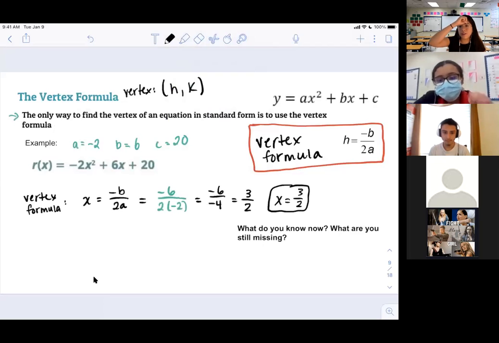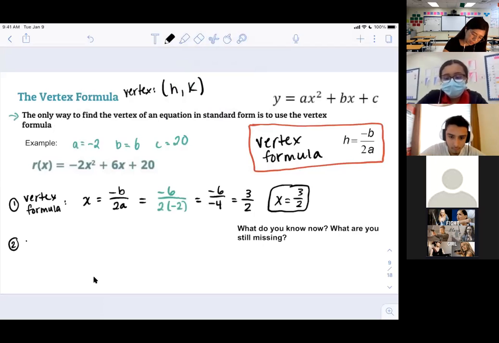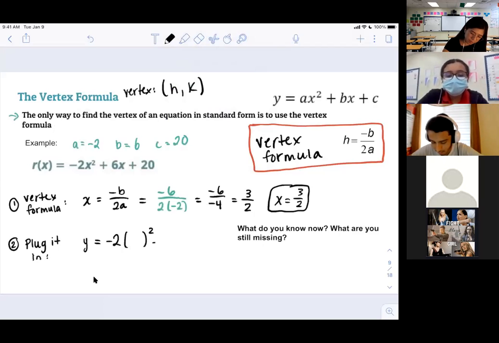But now I still need to know the Y, because remember, the vertex has to be X comma Y, H comma K. So how do I figure out the Y value? Plug it in. Yeah, good job. So first use the vertex formula, then you plug it in. So I have f of X, but I'm just going to write Y equals -2. We're going to plug it in a couple of times.